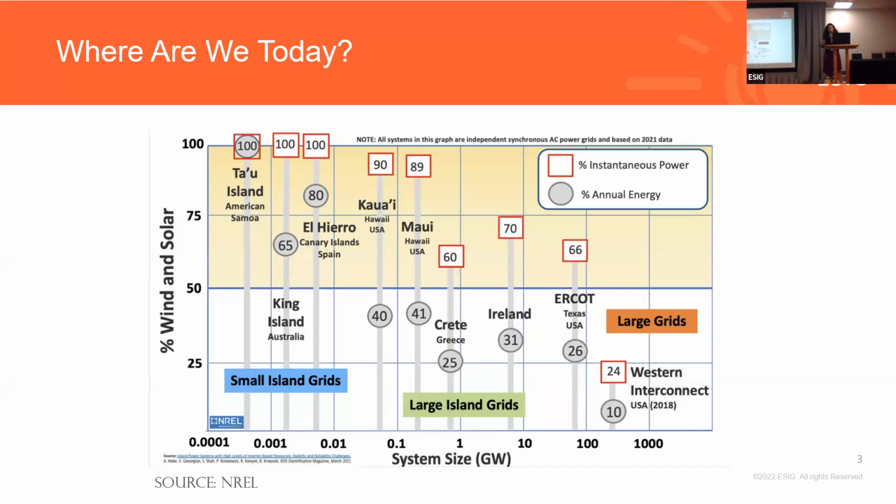And then there are even larger systems and large interconnected systems that are not yet there. You can see here the Western Interconnection is one of the examples, and the ERCOT system, which is the Texas system, is a bit in between. So it's a large island system. It's also reaching 66% instantaneous penetration levels already.